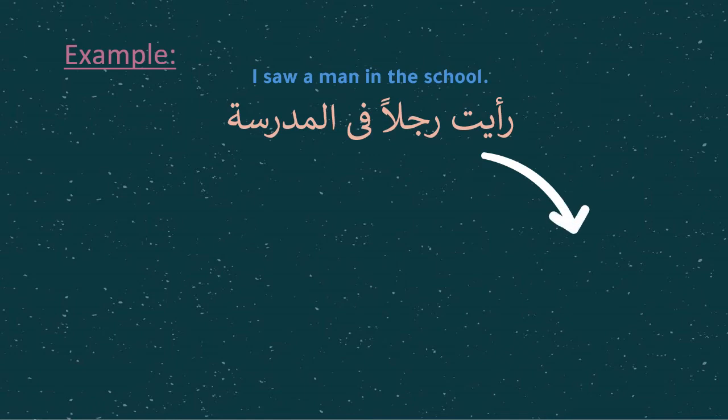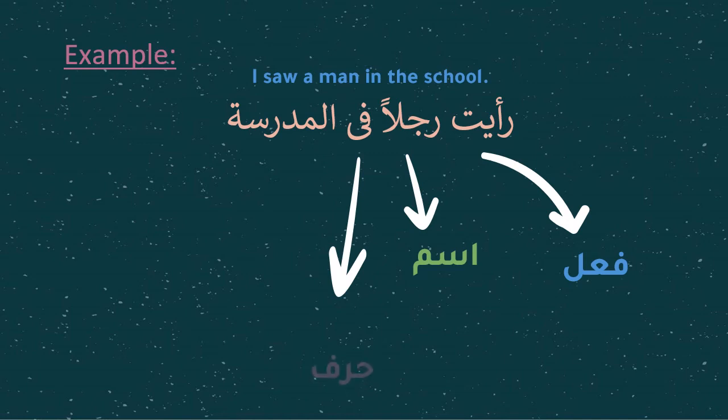So the first word is رأيت, which means I saw. So it is a fi'l, verb. Then we have rajulan. Rajulan means a man. So it is a noun, ism. Then we have fi. Fi means in. So it is a particle, harf.